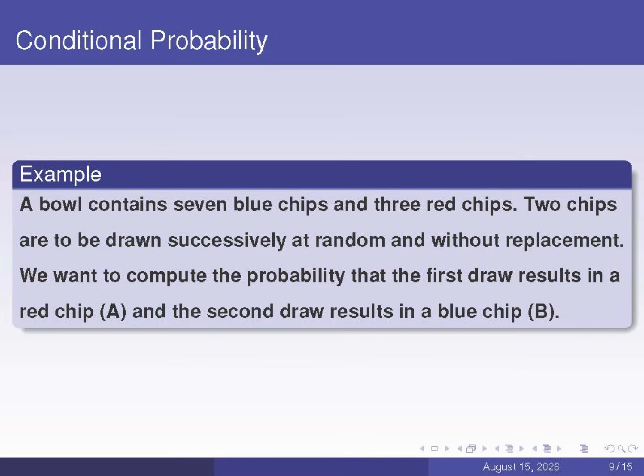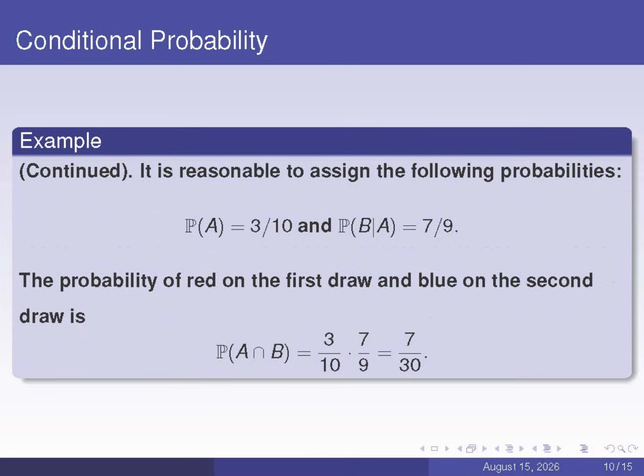A bowl contains 7 blue chips and 3 red chips. 2 chips are drawn at random sequentially without replacement. We wish to calculate the probability that the first chip drawn is red, event A, and the second chip drawn is blue, event B. Since there are 10 chips in total, the probability of event A, drawing a red chip, is P of A equals 3 over 10.